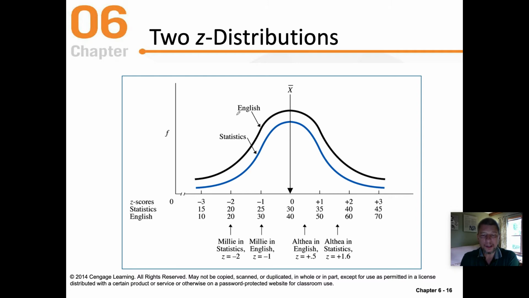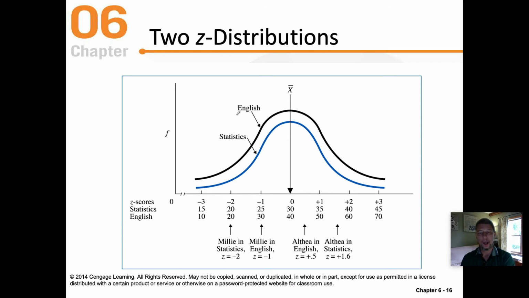Now, in statistics, the standard deviation is 5. So 1 standard deviation below the mean is 25, 2 standard deviations below the mean is 20, and 3 standard deviations below the mean is 15. The same thing on the right side, we go up by 5: 35, 40, and 45 for a z-score of positive 3.